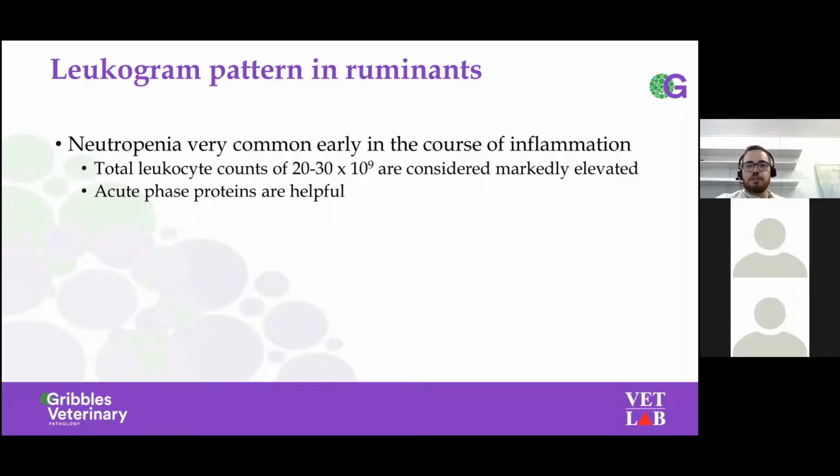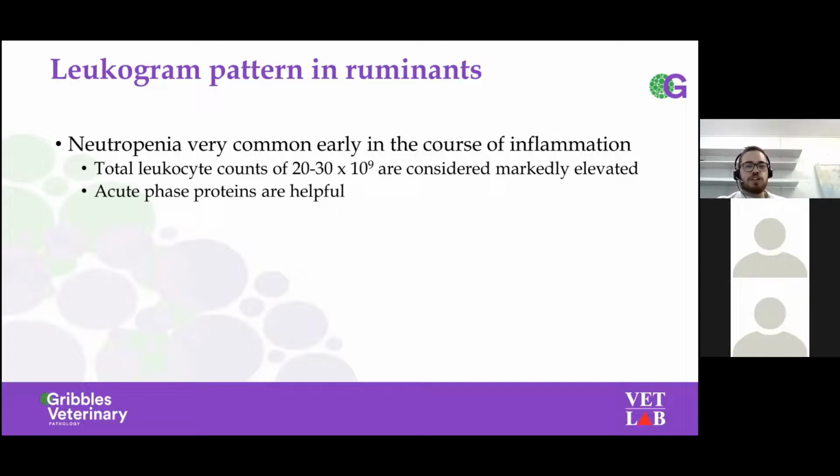Moving on to ruminants. Ruminants in general have a much smaller storage pool of neutrophils than other species, particularly in comparison to dogs and cats. This means that with acute inflammation, before the bone marrow has had time to respond and increase production, this storage pool gets depleted very quickly. And because of that, it's pretty common to see a neutropenia occurring with acute inflammation in our ruminants. So in dogs and cats, we see a neutropenia and get worried that we have very severe, overwhelming inflammation. In ruminants, we're still concerned, but it's almost an expected finding that it happens.